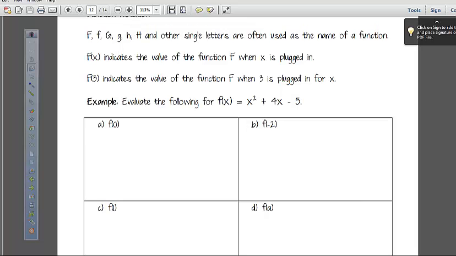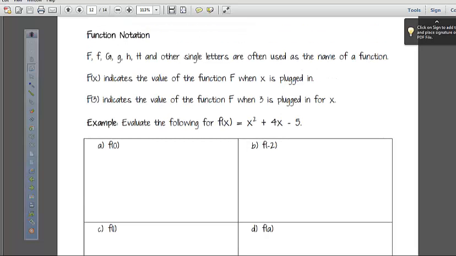You're already familiar with the function notation, but we'll talk about that as well. We usually use single letters to represent a function: f, or capital F, g, capital G. There can be differences between upper and lowercase, so don't assume that just because you see f and capital F, they represent the same thing. They could be different functions. f of x indicates the value of the function when x is plugged in. So when we talk about f of 3, this indicates the value of the function f when 3 is plugged in for x. You all knew that already.